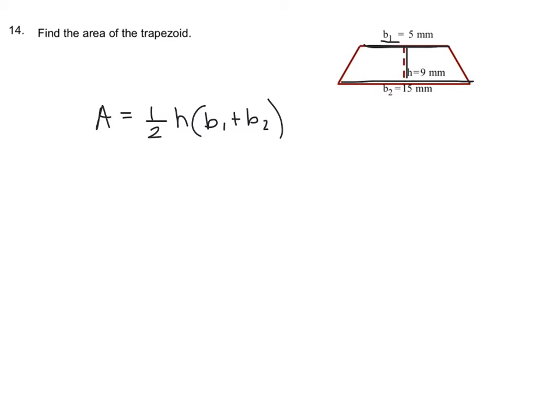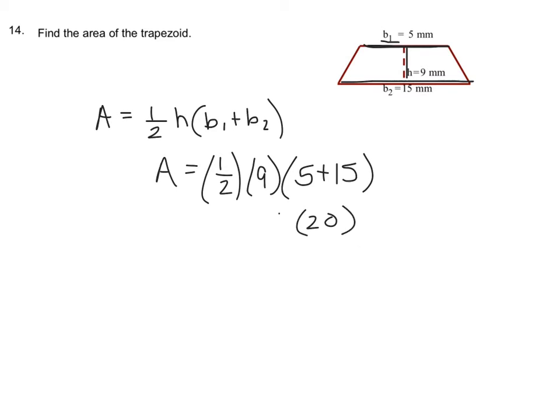We're given that B1 equals 5, B2 equals 15, and H equals 9. So we're going to substitute those values into the formula and solve. Therefore, I have 1/2 times 9 times 5 plus 15. First, you'll add 5 and 15 together. That gives us 20. Next, we can multiply 9 times 20 together, and we get 180.